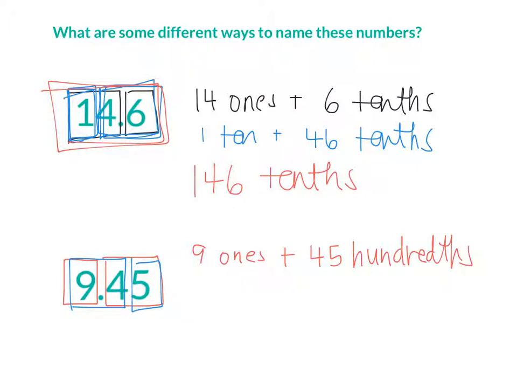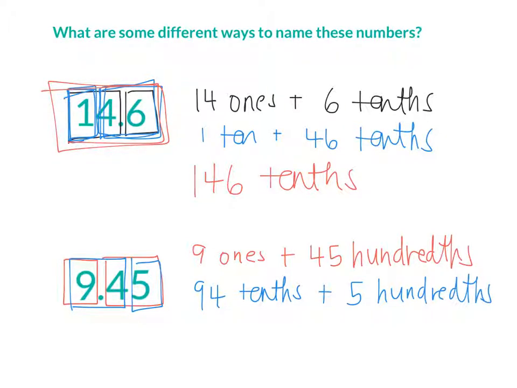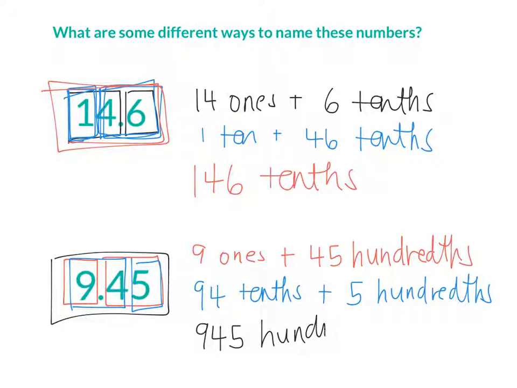If I have the 9 and the 4 together, without looking at the decimal point, what number do I have? 94. But what's the units? Tenths. And then the 5 is all by itself, so it's 5 whats? Hundredths. What if I want to put all of it together into one group? What number do I have all together? 945, but the units would be hundredths. This is a skill we've been talking about ever since Module 1, right? But it's super important to recognize how you can split up different numbers like that, okay?